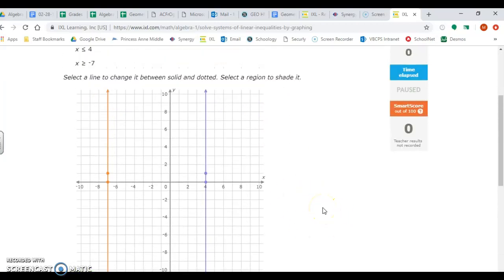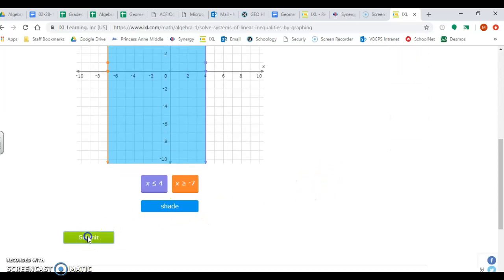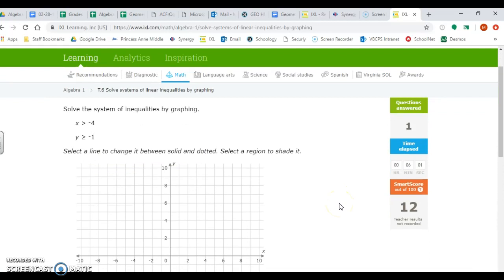So when I look at x is less than or equal to 4, I know that that would be in this area. When I look at x is greater than or equal to negative 7, here's negative 7, all of my solutions would be in here. So the shared area that they have is right in the middle. So then we can submit that, and we got it right.